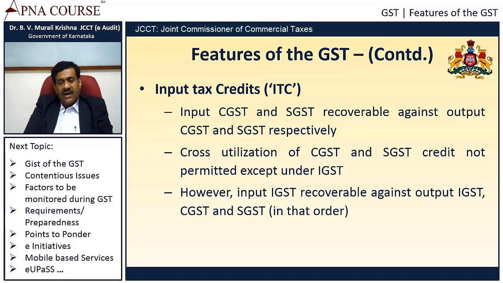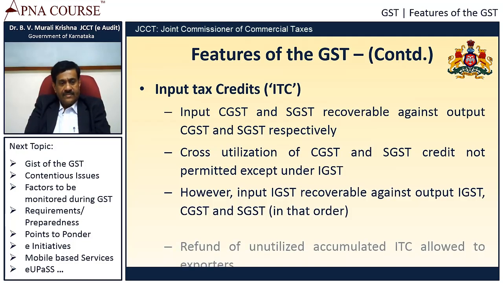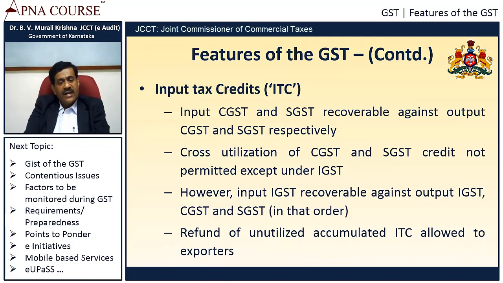If you remember the earlier Indian Civil Service, ICS, acronym, you can remember: I means IGST, C for CGST, S for SGST. In that order, ICS. So IGST is set off against IGST first, next the available CGST, then the available SGST. In that order, the credit mechanism is available. And refund of unutilized accumulated credit is allowed to exporters. Basically, to make international business more competitive, any unutilized accumulated credit is allowed as a refund to exporters. The refund has to be given as per the procedure the law envisages in GST.